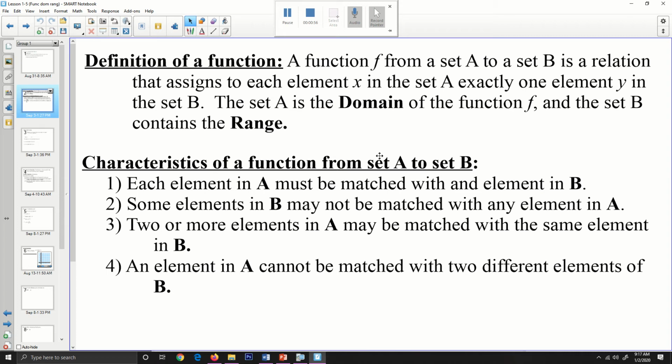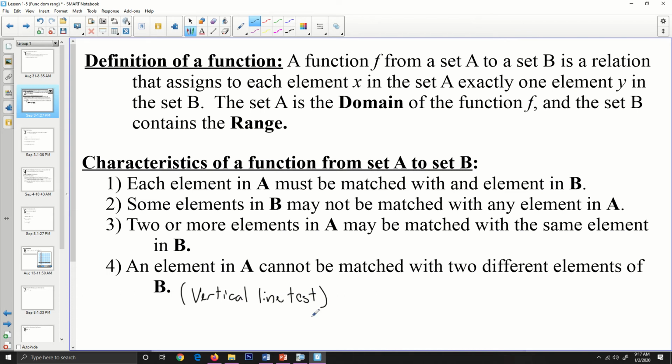Characteristics of a function from set A to set B. Each element in A must be matched with an element in B. Some elements in B may not be matched with an element in A. Two or more elements in A may be matched with the same element in B. An element in A cannot be matched with two different elements in set B. And if you remember from your algebra days, this last one here is your vertical line test. I'll show you an example of that in a second, but hopefully you remember that.